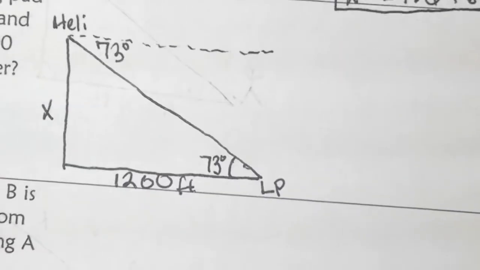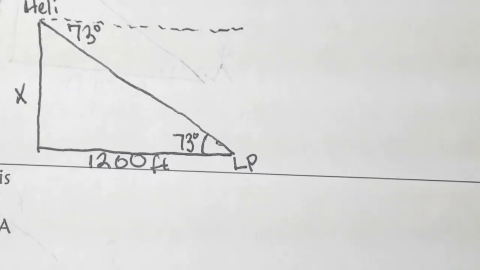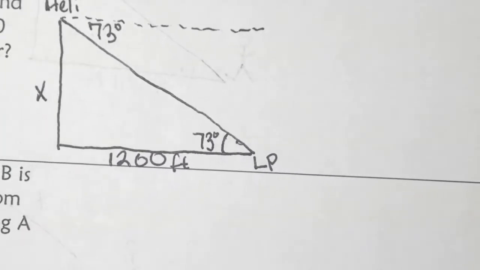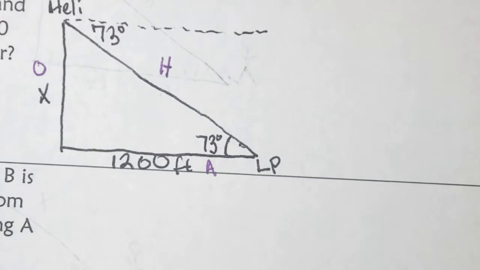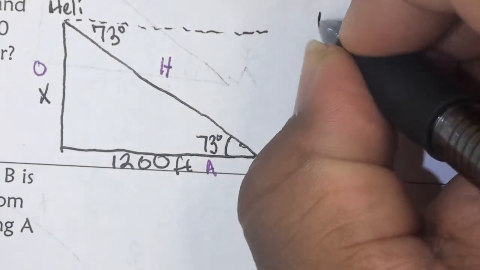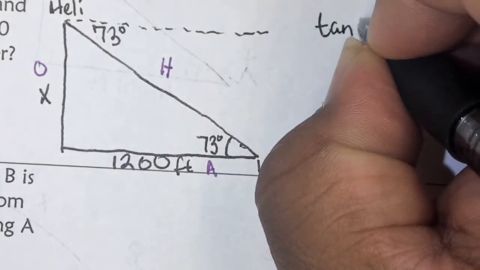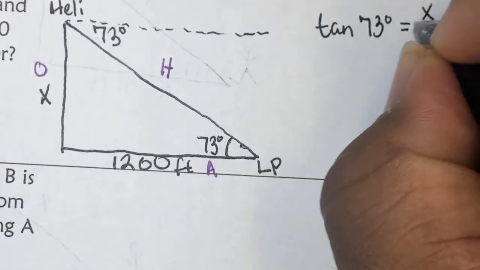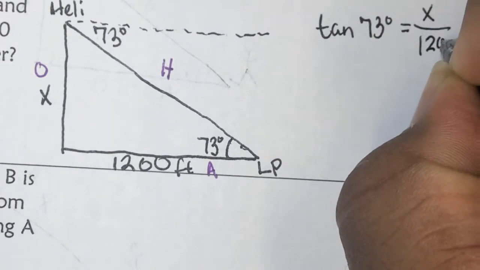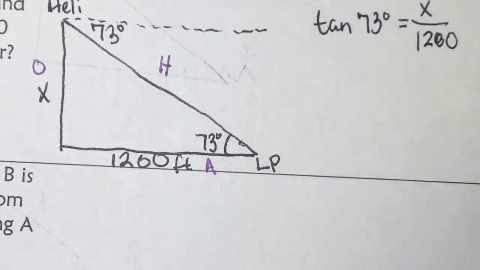Oh, hey, that's tangent. Labeling. Tangent of what? 72 degrees. X over, you need 73. That's what I said, no? You said 72. Oh, okay.